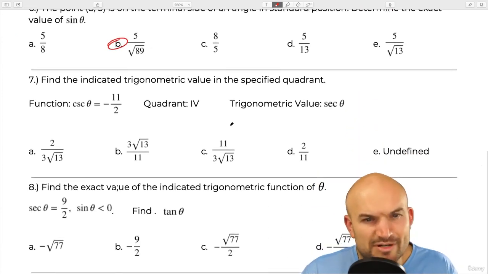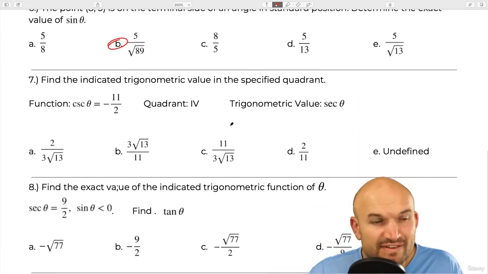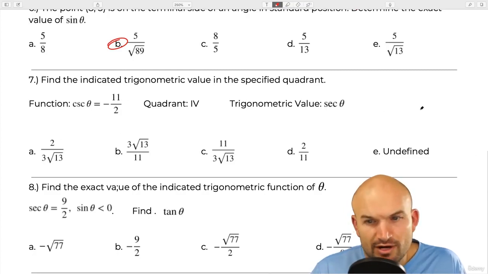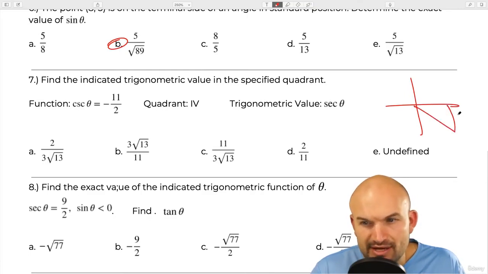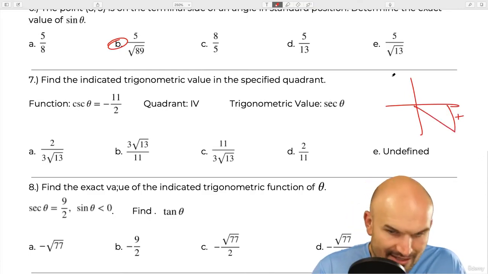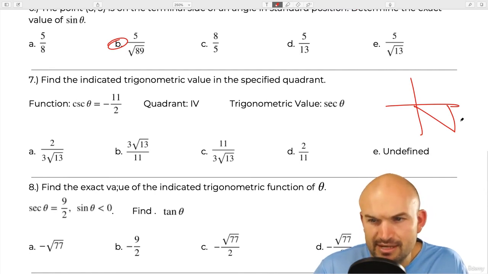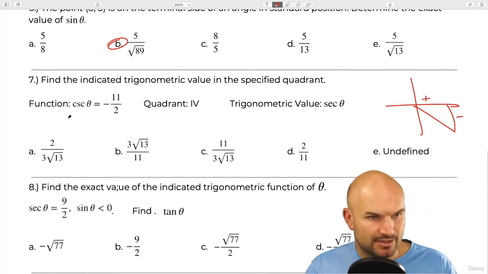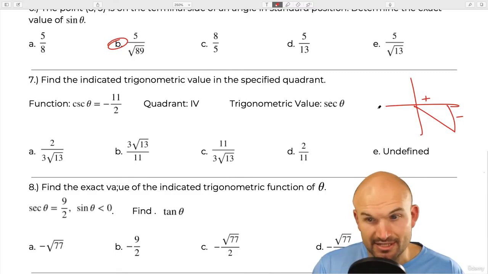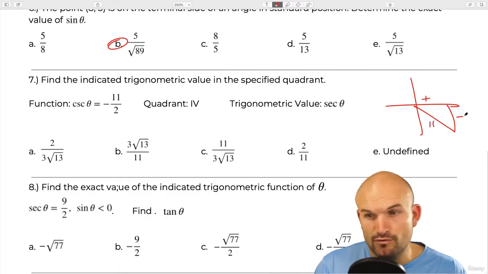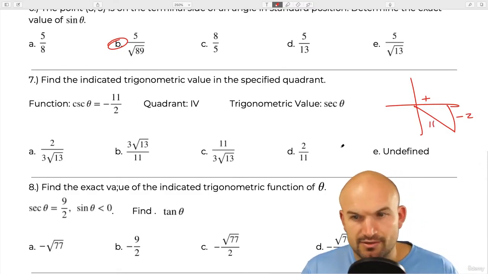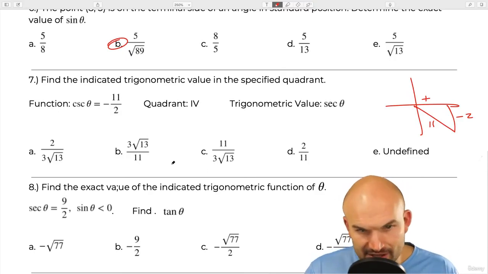Find the indicated trigonometric value in the specific quadrant. All right, so it's in the 4th quadrant. What do we know about the 4th quadrant? We know this is going to be negative and that's positive. All right, so they're giving us the cosecant, which is hypotenuse, which is always positive, over -2. So then I'm assuming everything else is 3 square root of 3.